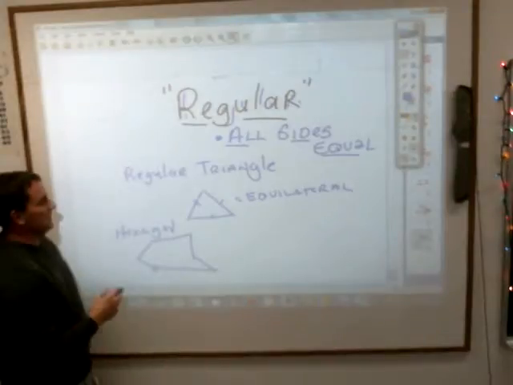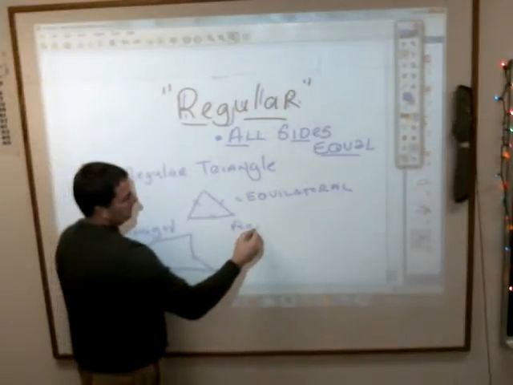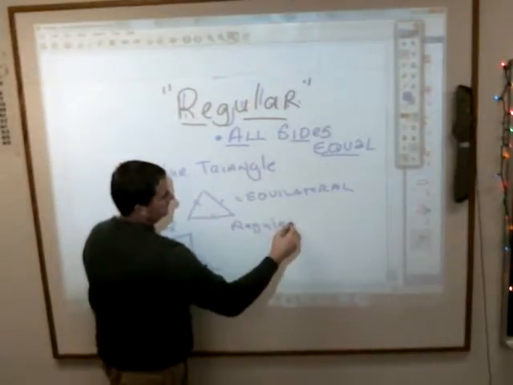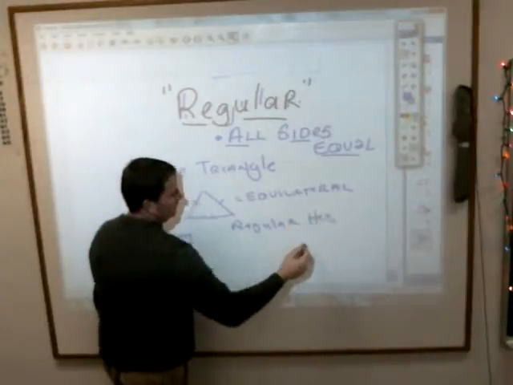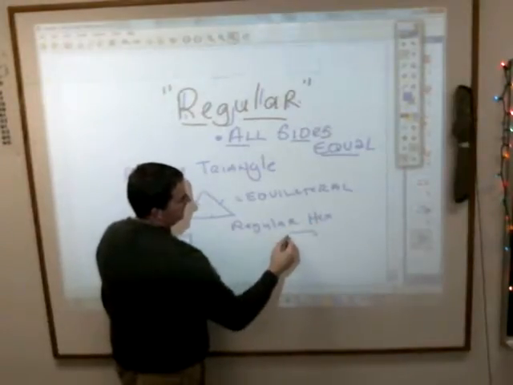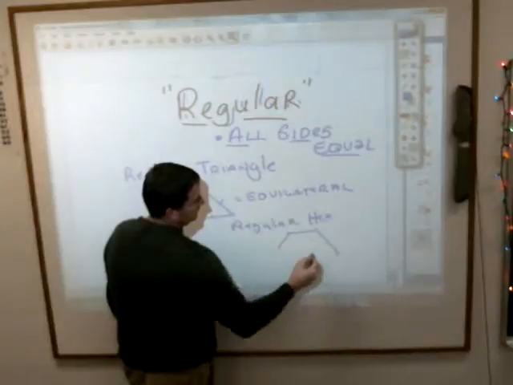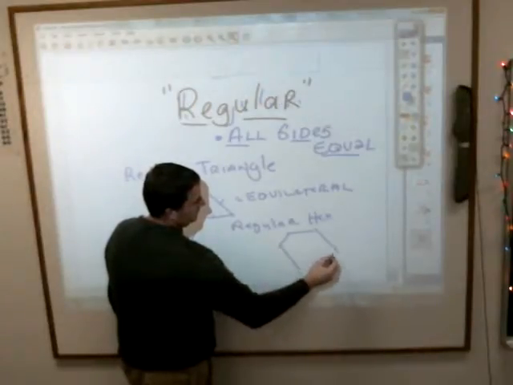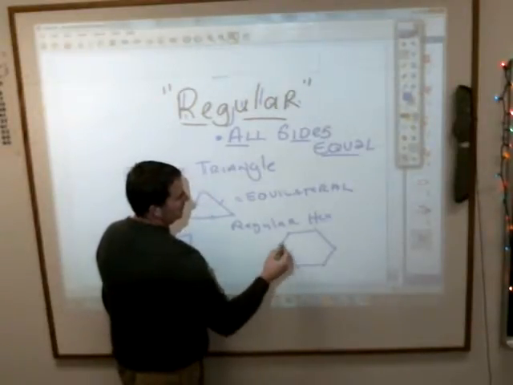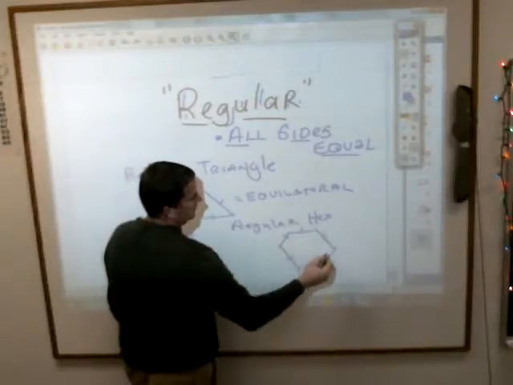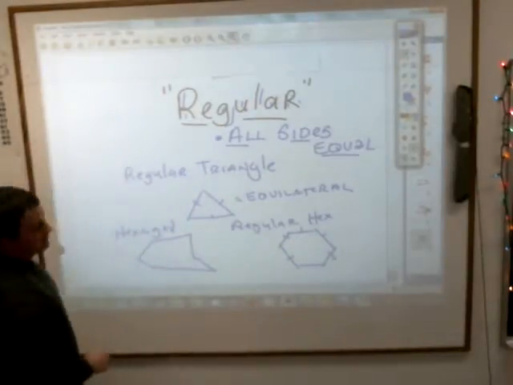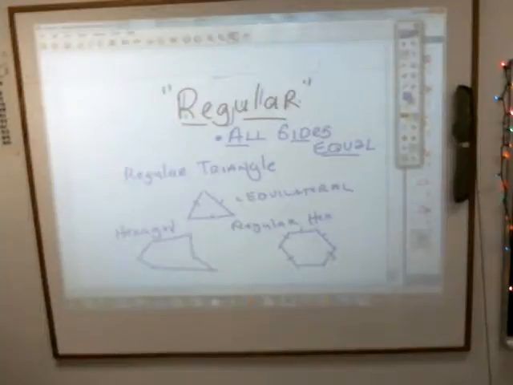But if it says it's a regular hexagon, that would mean it would have to be equal side, equal side, equal side, equal side, equal side, equal side. All of these sides would have to be the same, even though mine aren't exactly the same.